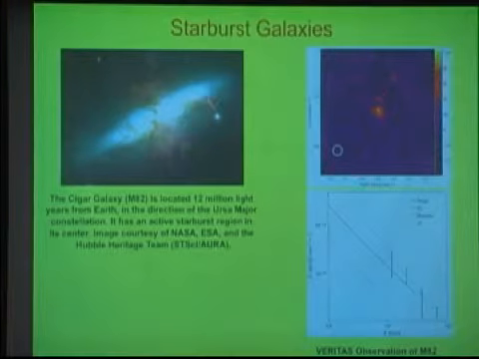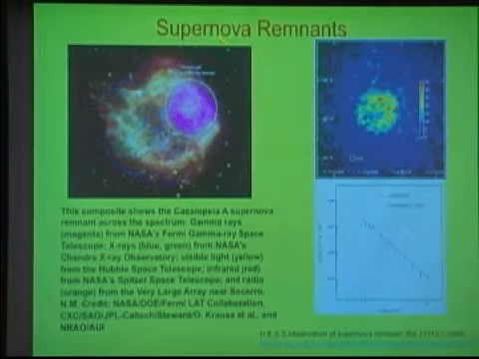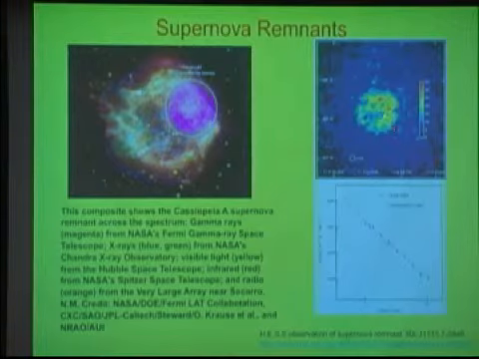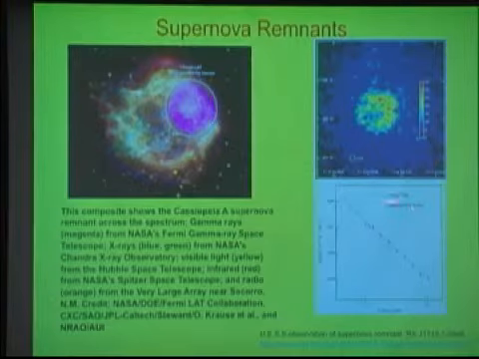Starburst galaxies have also been shown to produce gamma rays. Here is an image from VERITAS and the spectra associated with the galaxy M82. Supernova remnants also have been associated with gamma ray production. Here is the observation by the HESS collaboration of Cassiopeia A supernova, as well as a spectral measurement, both by Kangaroo and HESS.